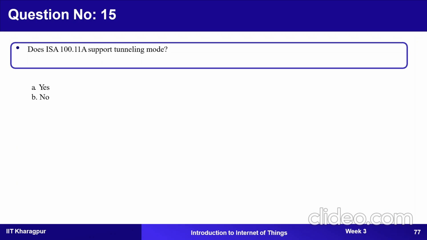Now, next question is, does ISA 100.11a support tunneling mode? So the correct option for this question is yes. So basically in this ISA 100.11a, there is an application layer which is a tunneled application. Okay, so this is for tunneling mode.